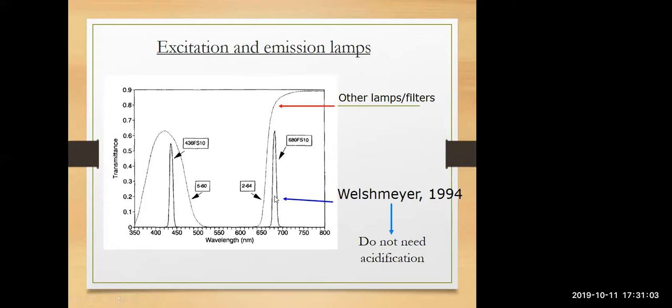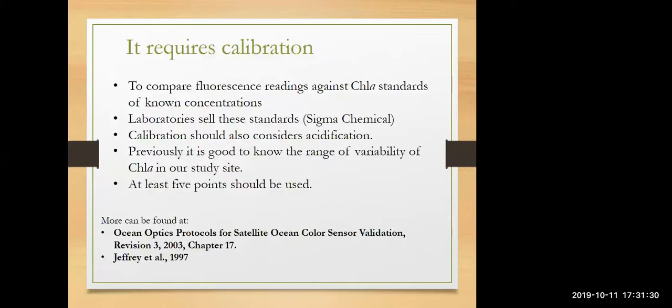And you can see that it's very, very specific. That means that we can detect chlorophyll A with no interference from chlorophyll B or other pigments. When we use this Welschmeyer method, there is no need for acidification. This method is implemented in some specific types of fluorometers. Not all fluorometers have these lamps.